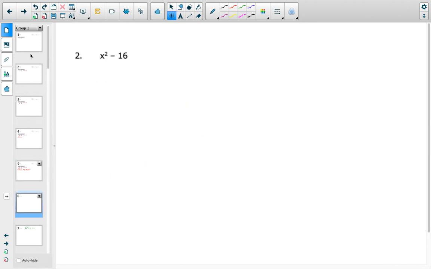Number 2, I have x squared minus 16. And again, I'm looking for a GCF here, but it doesn't look like there is anything that I can divide both of those by evenly. So then what we're going to do is look at a, b, and c. If you remember, a is always the number in front of the x squared, b is always the number with the x, and c is always our constant all by itself.